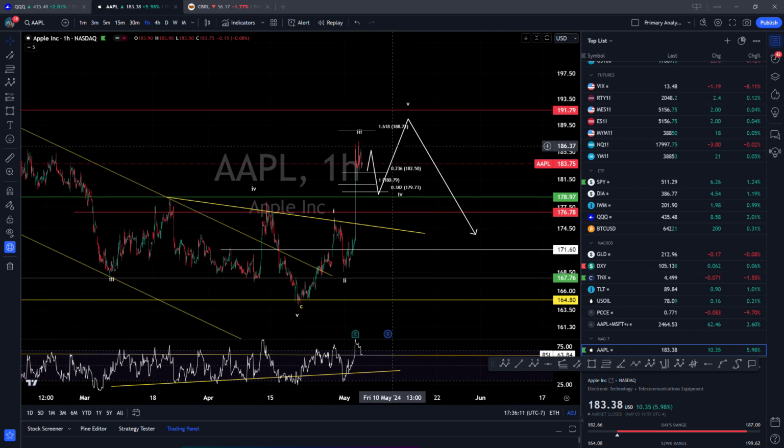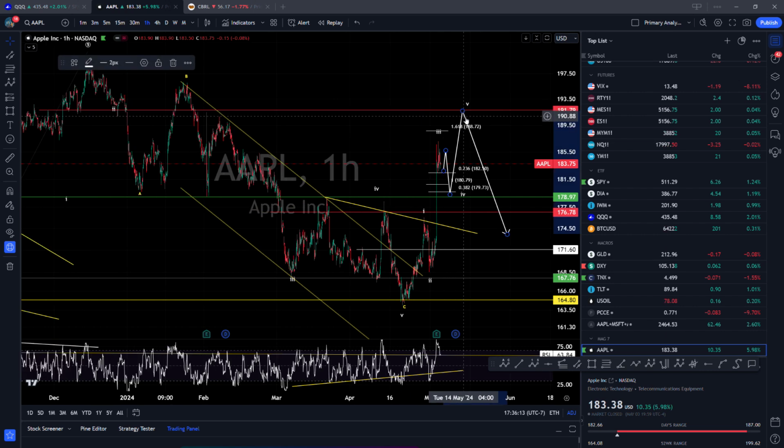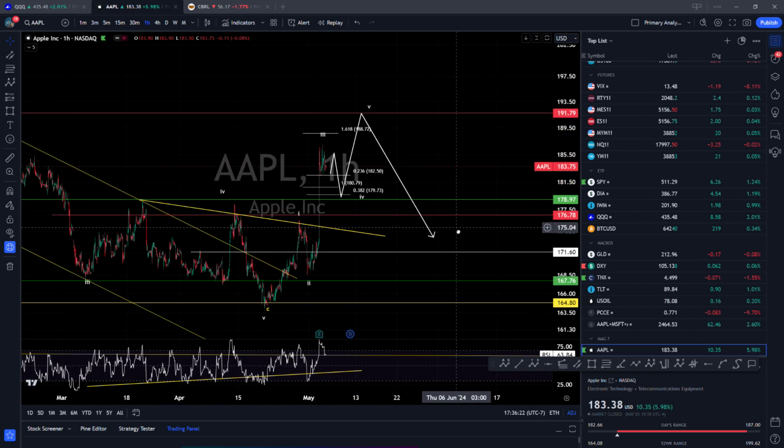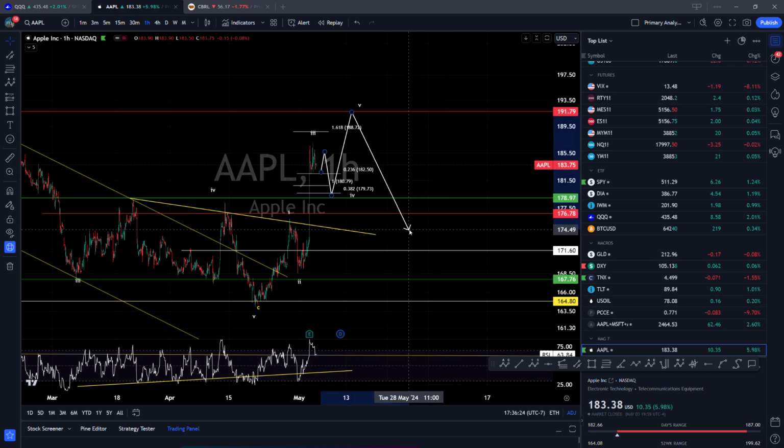So that trade is possible. Once it gets to 190, puts are possible there for it to come back down into 179 and below that, in this area around 174, 175, right? So quite a few trades possible in Apple if you're interested.